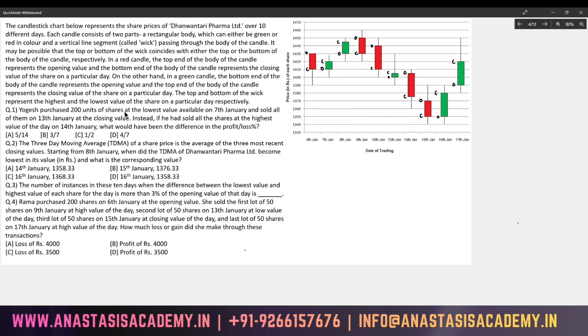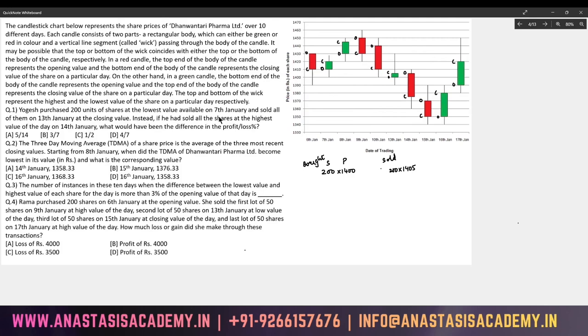Yogesh purchased 200 units of shares at the lowest value available on 7th January. He bought 200 shares at 1400. So this is the number of shares, this is the price. And sold all of them on 13th January at closing value. 13th January closing value is 1405. He sold 200 shares at 1405.